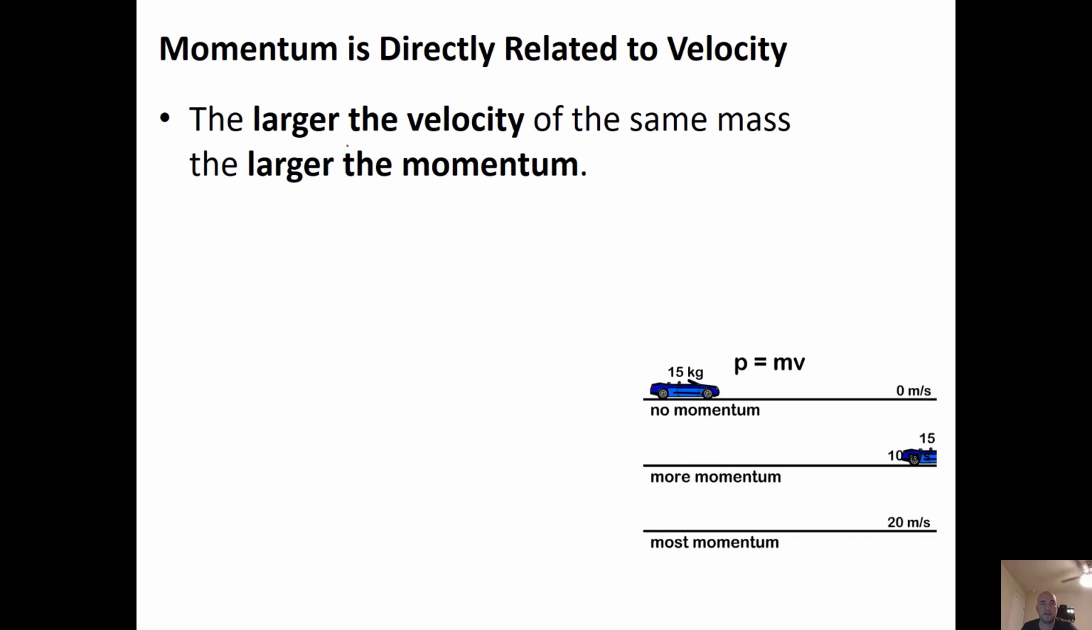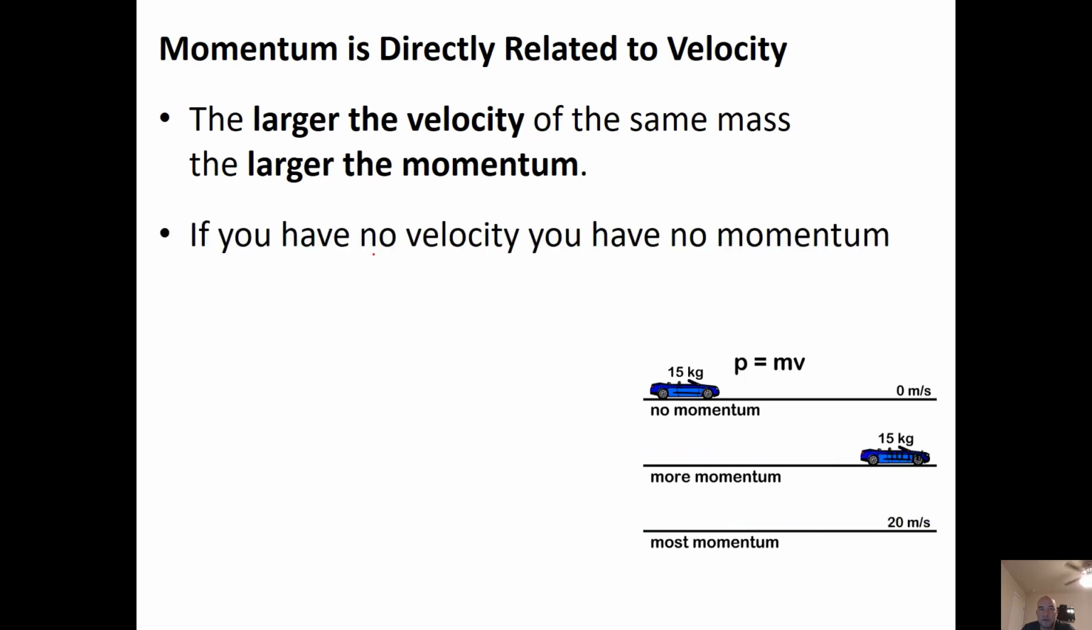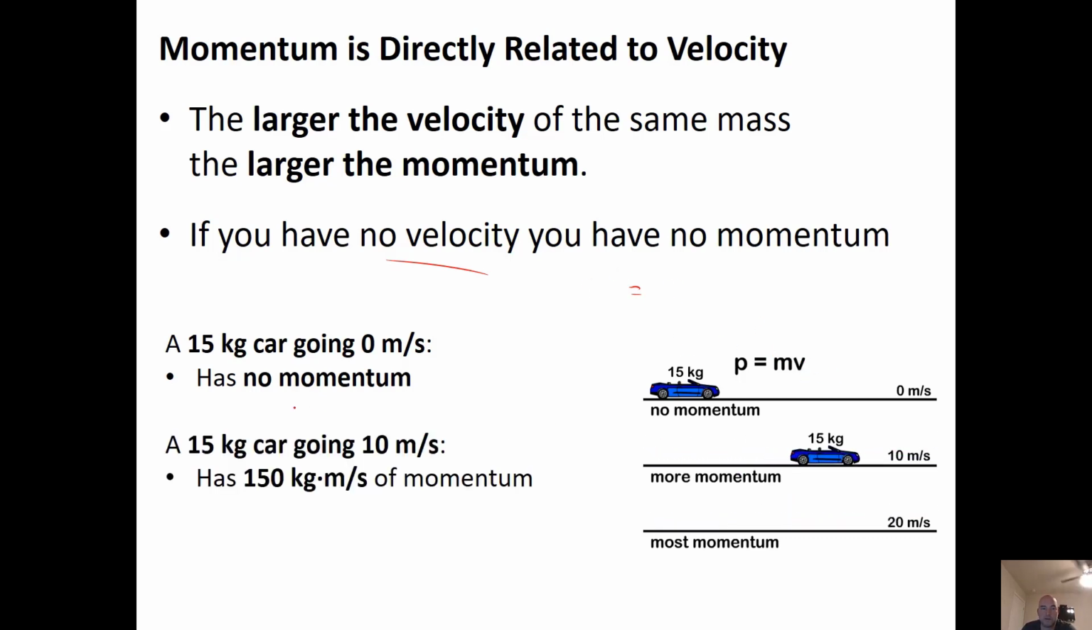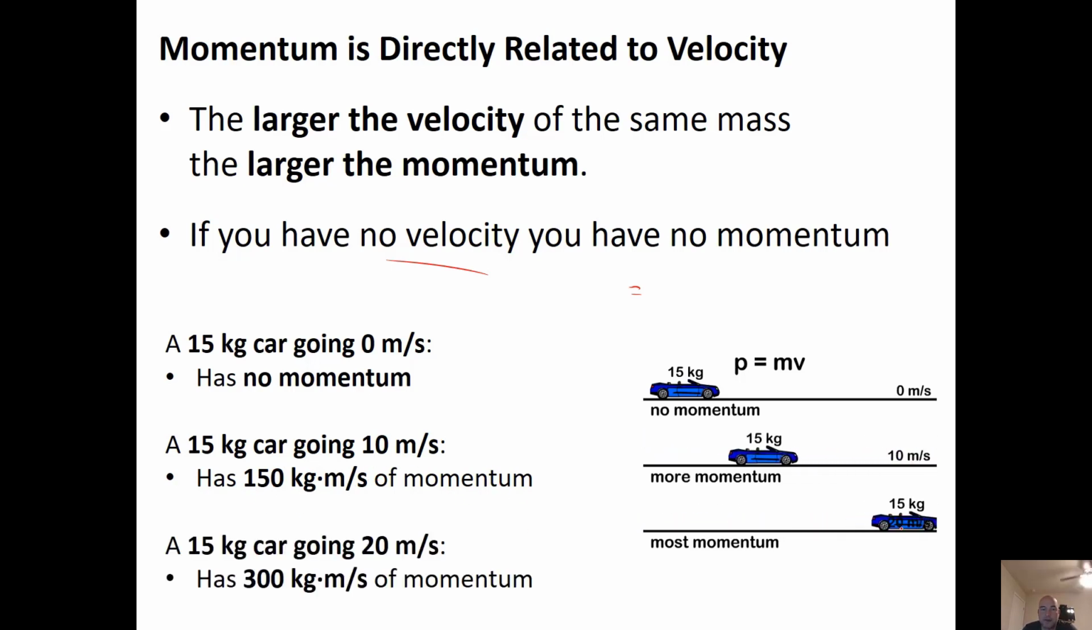Momentum is directly related to velocity. The larger the velocity of the same mass, car, automobile, or whatever, the larger the momentum. First of all, you need to be moving in the first place. So this guy right here is not going to have a momentum because anything times 0, or once again, P equals mv right there, anything times 0 would be 0. But as the car starts moving, so like right here, you had a 15 kilogram car going 10 meters per second. It's going to have a little more momentum. It's going to have 15 times 10 or 150 kilograms times meters per second of momentum. And then this one right here going 20 meters per second is going to have 20 times the 15 or 300 kilograms times meters per second.